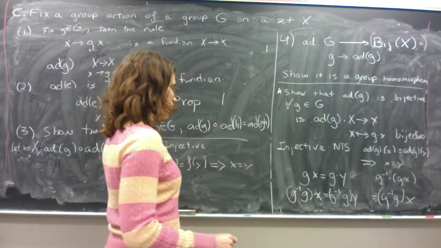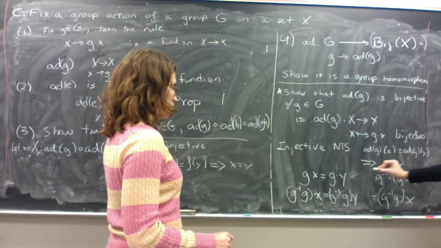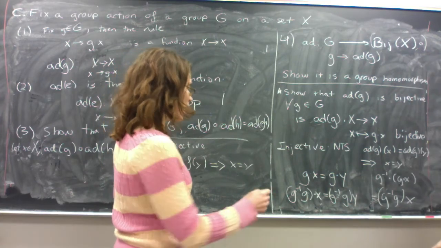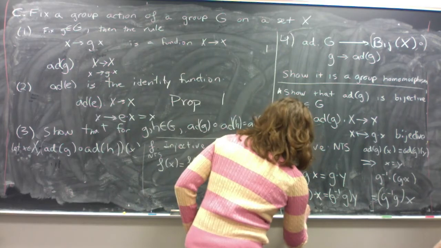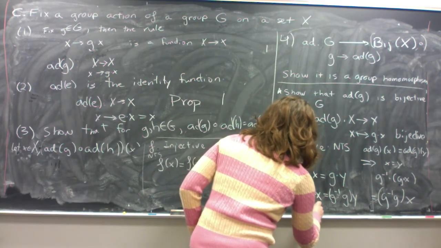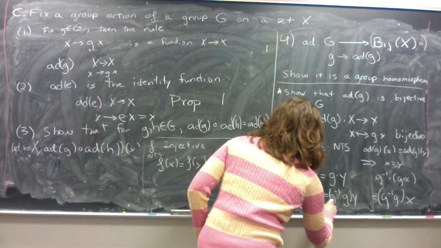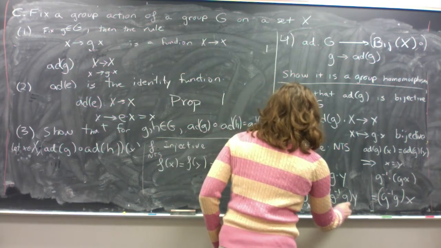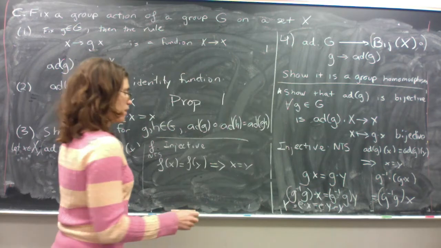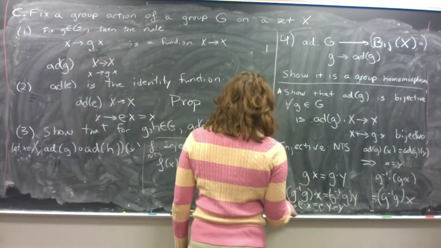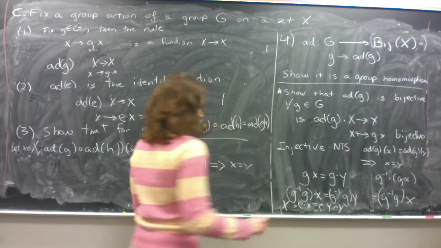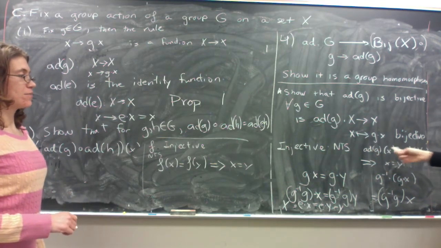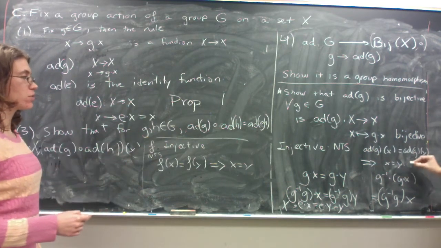So I'm using property 2. And that makes my life a lot better. The fact that the identity e exists, and this is e, and I guess this is property 1. That says that this is x and this is y. So we've shown that it's injective.